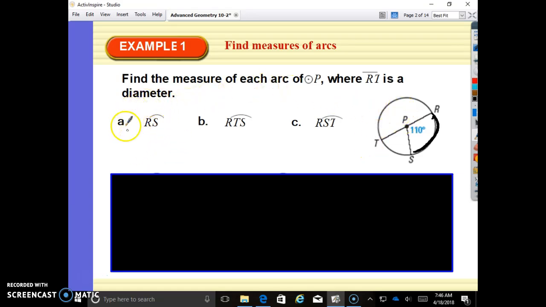Minor arcs are named with 2 letters. That's how you know that we're talking about just from here to here, and not this longer distance, because we only used 2 letters, not 3. So, RS, 110 degrees is our central angle right here. Therefore, this arc right here is also 110 degrees.